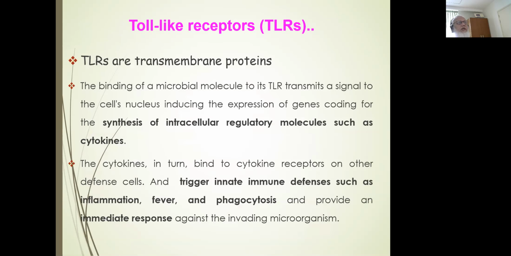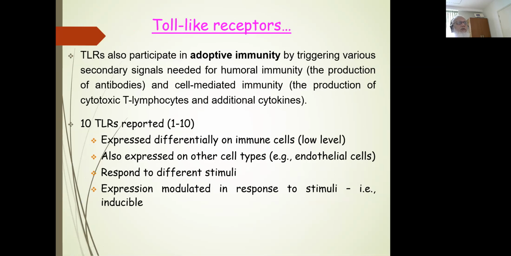Next one, toll-like receptors. These are transmembrane proteins. Transmembrane means one side is outside the membrane, another is inside the membrane. The binding of a microbial molecule to these toll-like receptors transmits a signal to the cell's nucleus, inducing expression of genes coding for the synthesis of intracellular regulatory molecules such as cytokines. These cytokines in turn bind to the cytokine receptors of the defense cell that trigger innate immune defense such as inflammation, fever, and phagocytosis, and provide an immediate response, and also link with acquired immunity.